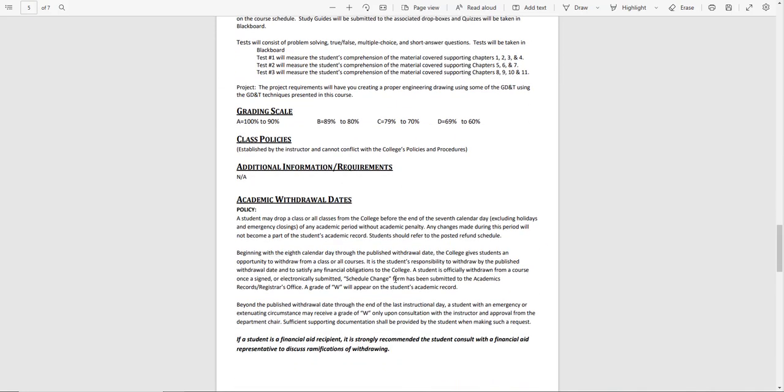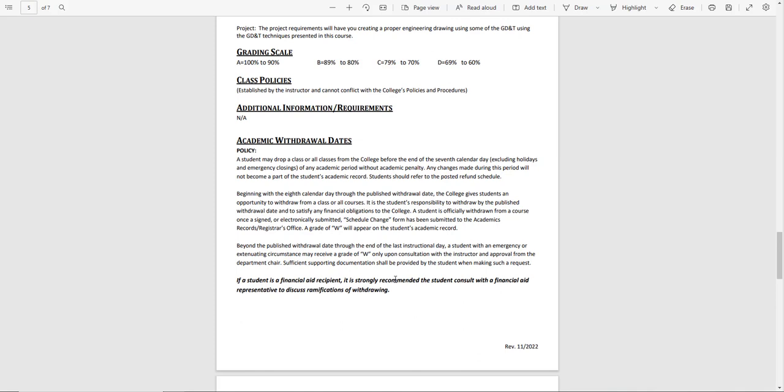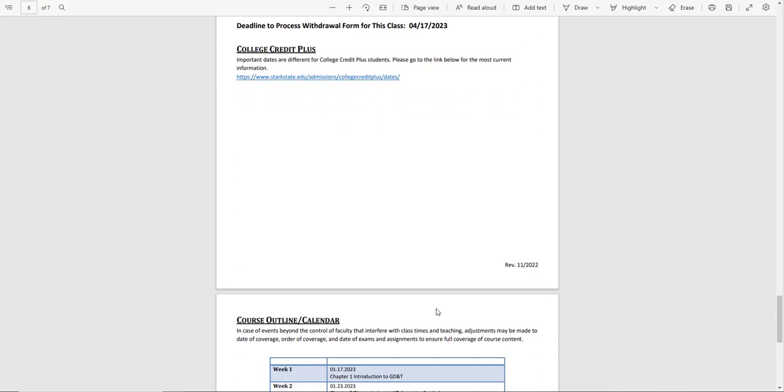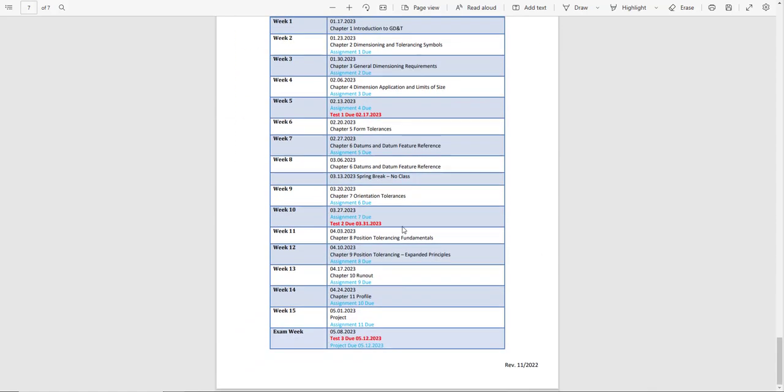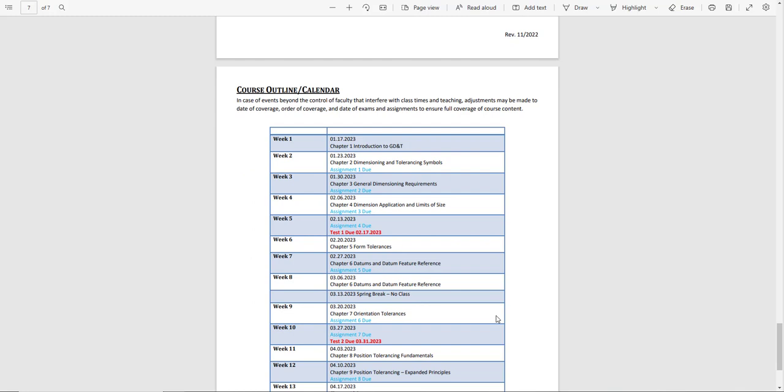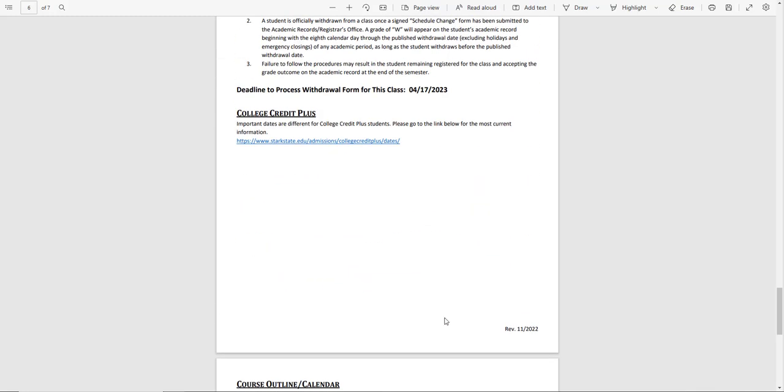I'm not going to go through the academic withdrawal dates too much, but what you need to know is that if you really get in trouble, the last day to process a withdrawal for this class would be 4/17/2023. And we'll be going over this schedule in a little bit here. I want to go over the schedule, but okay, let me go back.